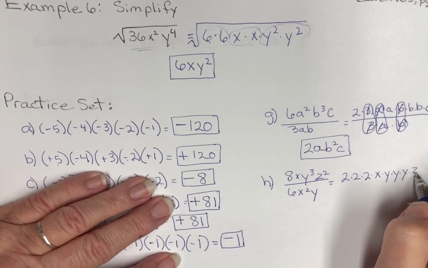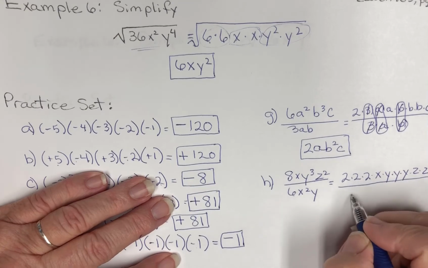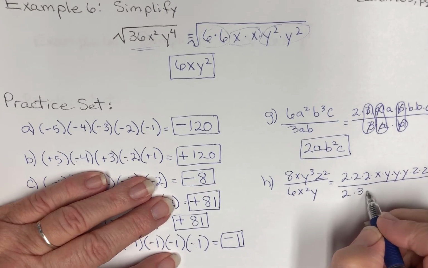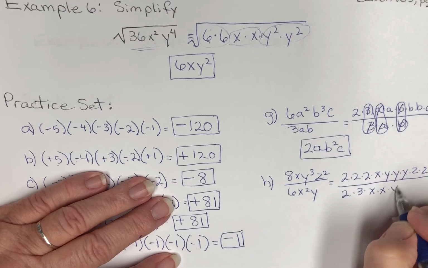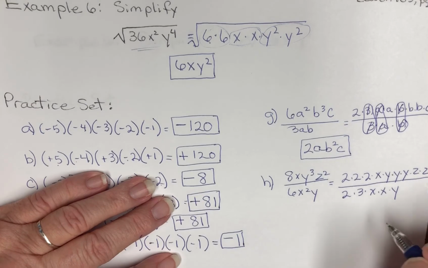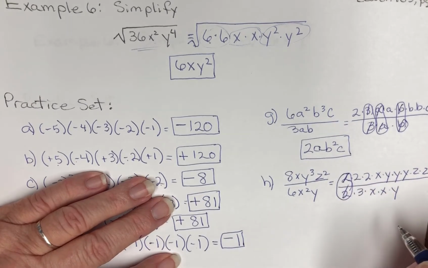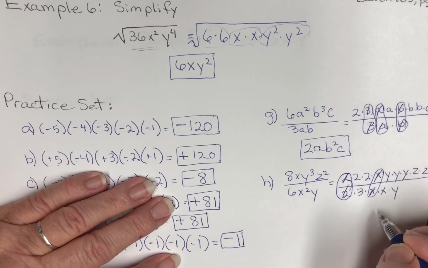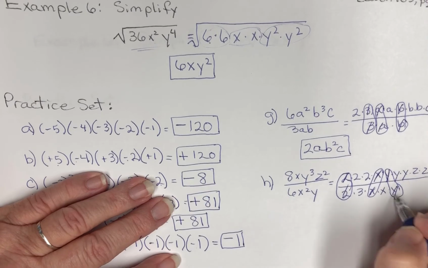And then there's 2 z's over. 6 breaks down into 2 times 3. Then there's x times x times 1y. All right, I match up what comes together. 2 over 2, that cancels. 1x over x, that cancels. 1y over y, those cancel.